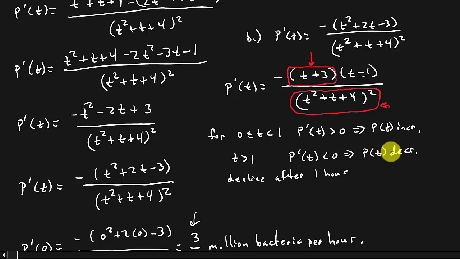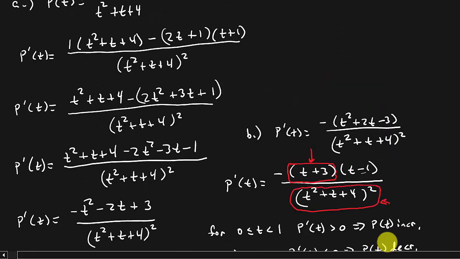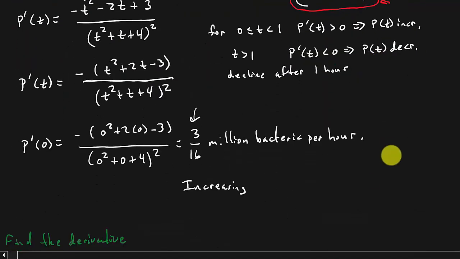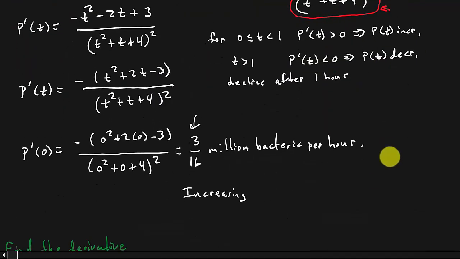All right. And then it asked us, now let me go back up here and see what else it asks. By how much does the population increase before it begins to decline? So how much does it increase before it begins to decline? All right, so let me erase this. I might need some more room.